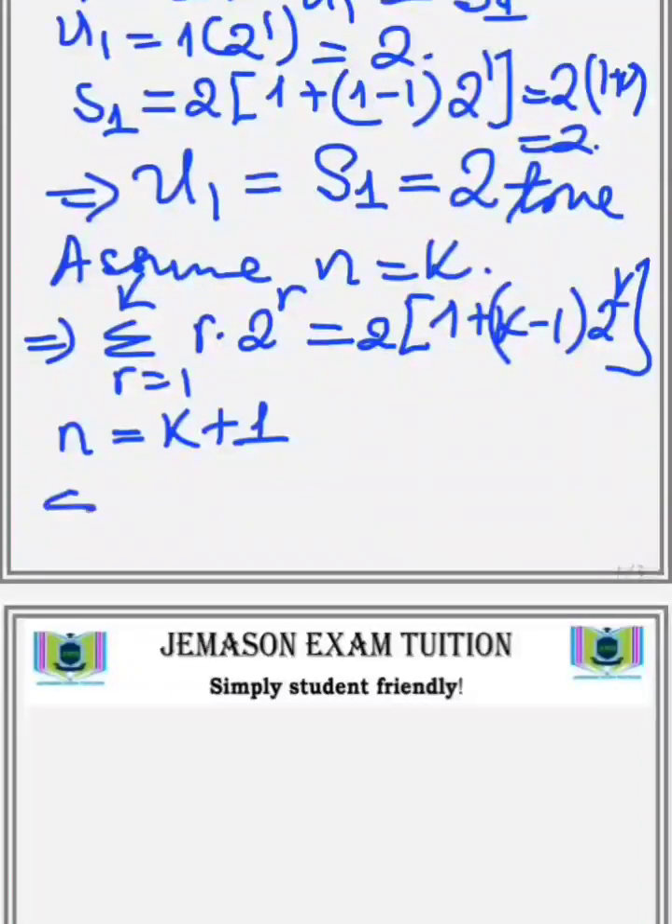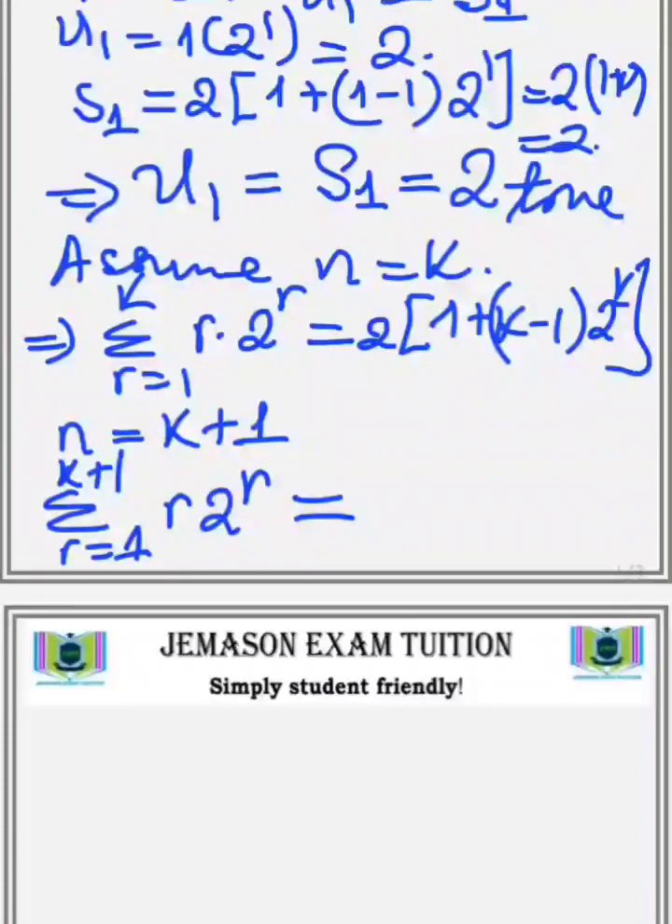So for n equals k plus 1, I'll have summation from r equals 1 to k plus 1 of the summand, which is r times 2 to the r, and this should be equal to. Now we have to be careful in this case. Remember, again, like in the other previous cases, the inductive step has to be proven true by making use of the statement that is obtained in the hypothesis step.